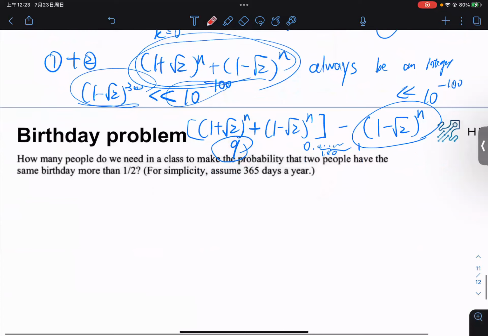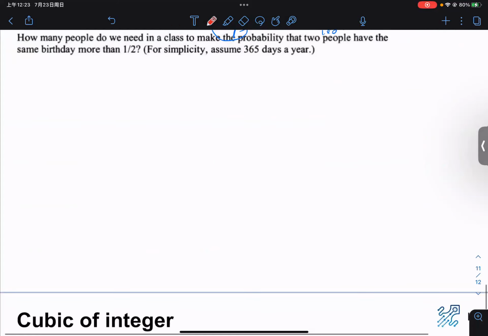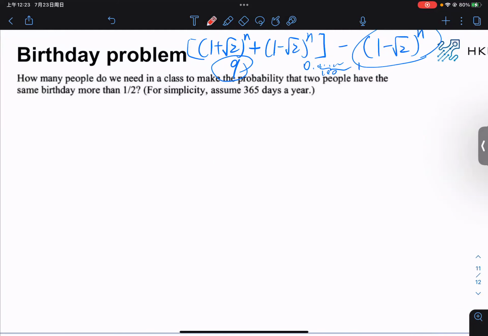And now let's come to the second last question, the birthday problem. How many people do we need in a class to make the probability that 2 people have the same birthday more than 1/2? We just assume 365 days a year.